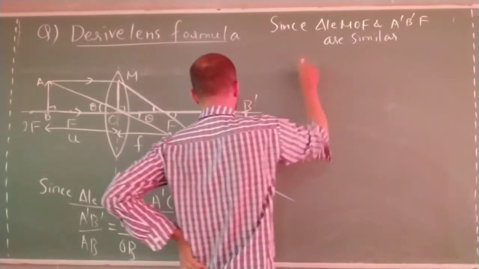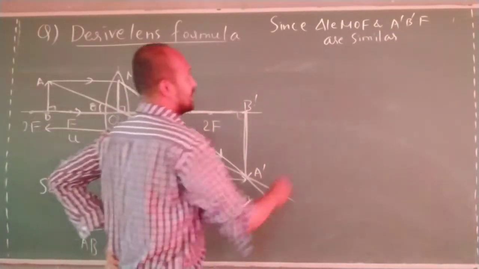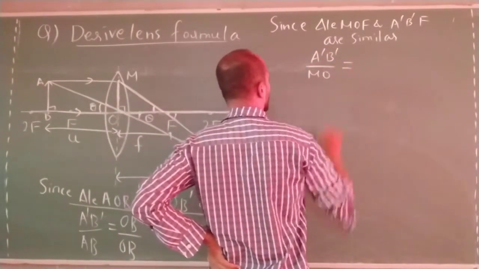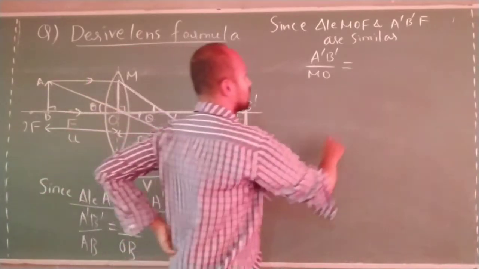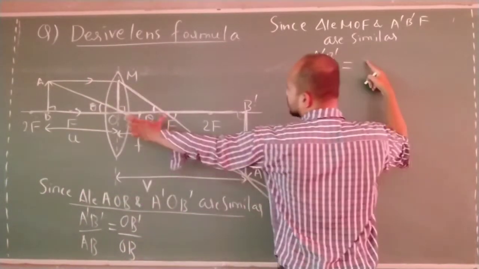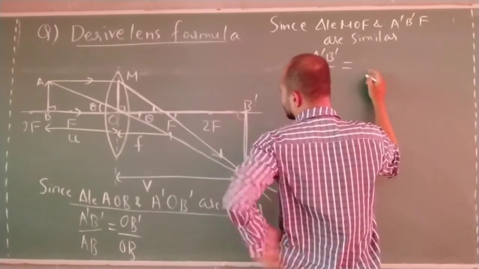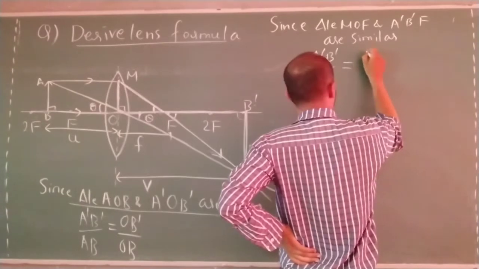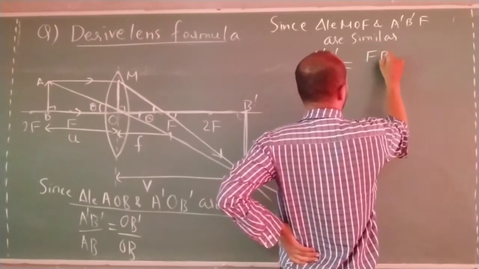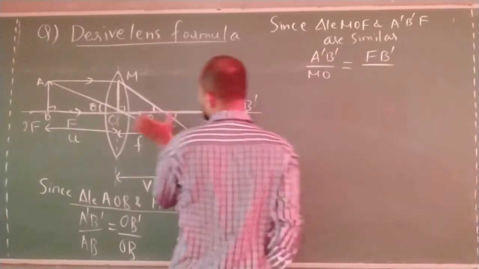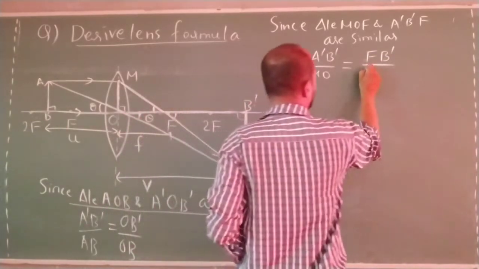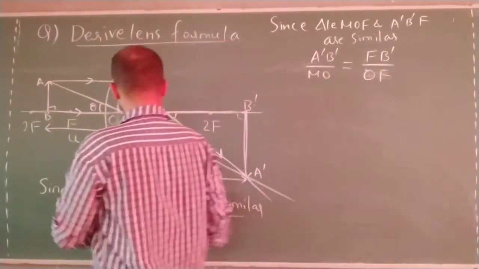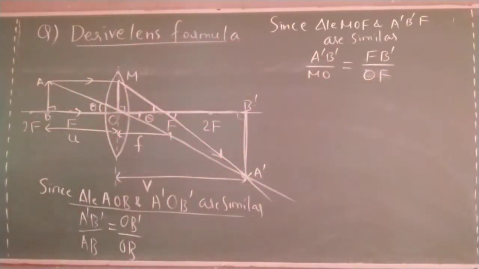I can write again A dash B dash divided by MO will be equal to, what is that? This divided by this. That is, what is this length? FB dash. Correct? This length is FB dash divided by this length. How much? FO or OF. Are you getting that?